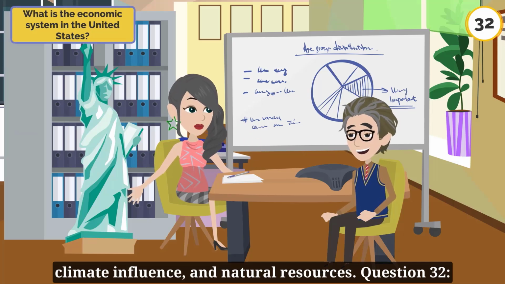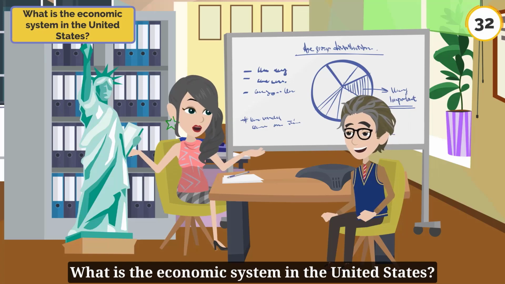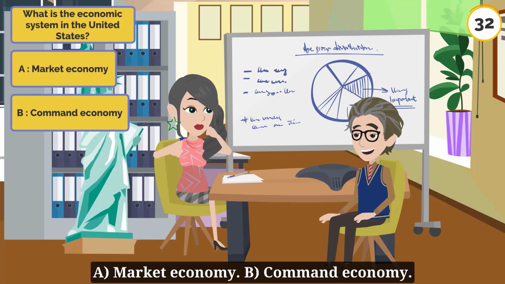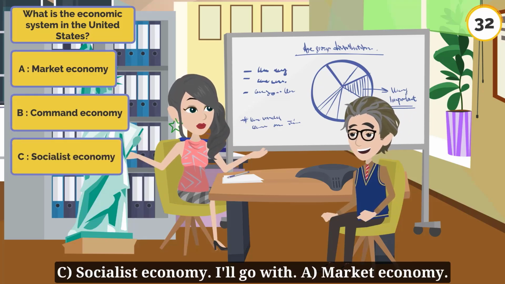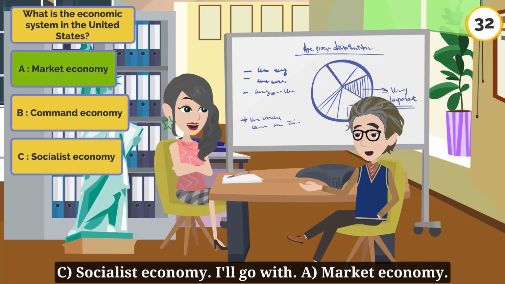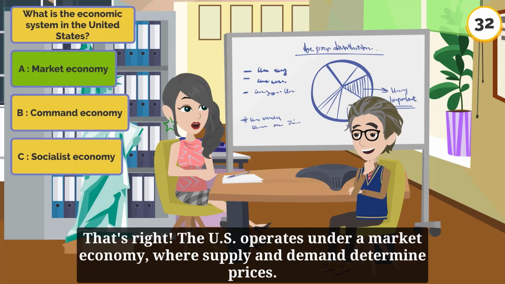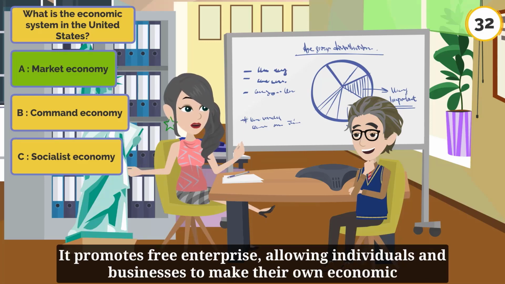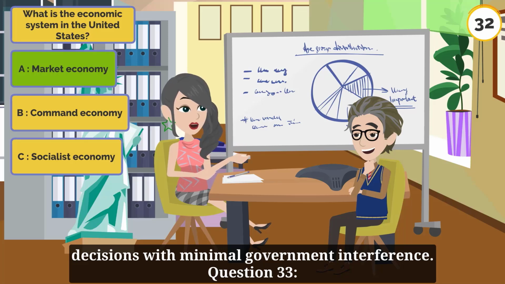Question 32. What is the economic system in the United States? A. Market economy. B. Command economy. C. Socialist economy. I'll go with A. Market economy. That's right. The U.S. operates under a market economy, where supply and demand determine prices. It promotes free enterprise, allowing individuals and businesses to make their own economic decisions with minimal government interference.